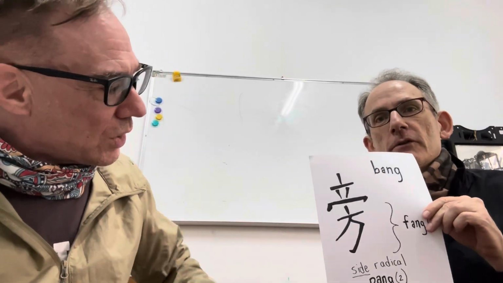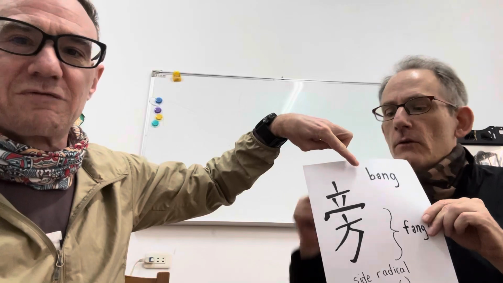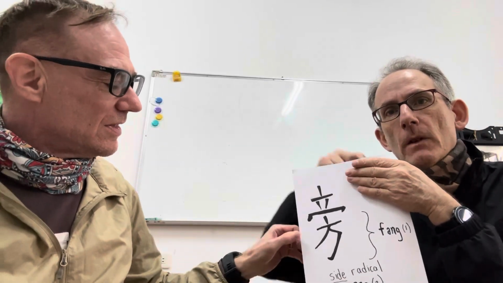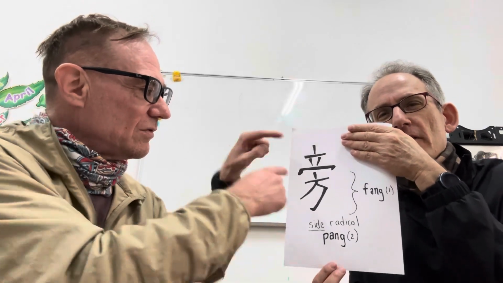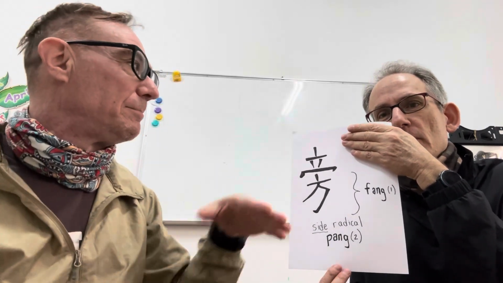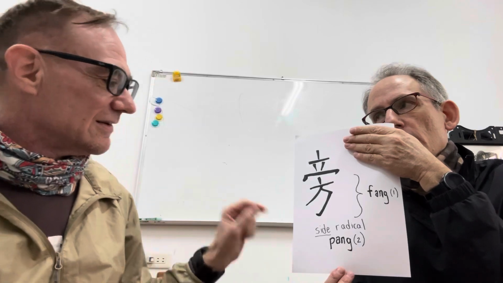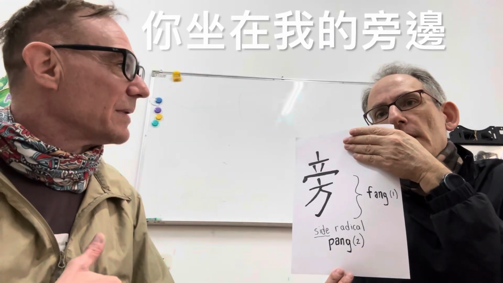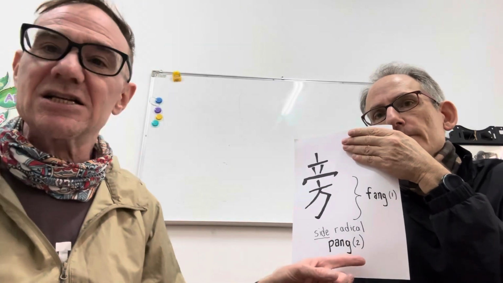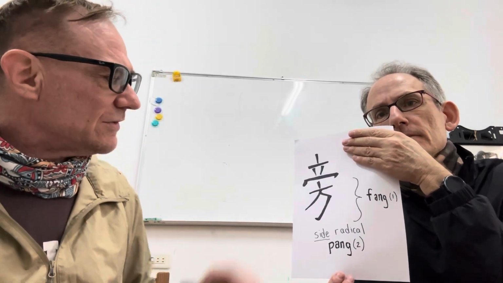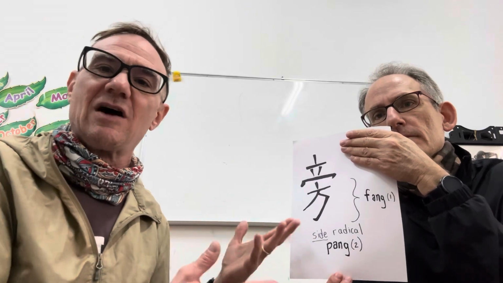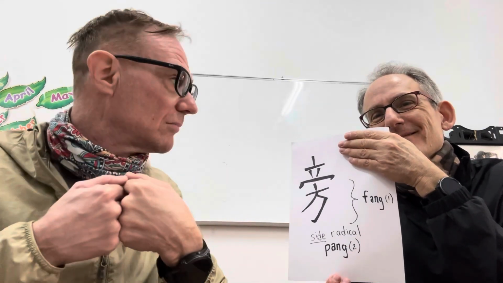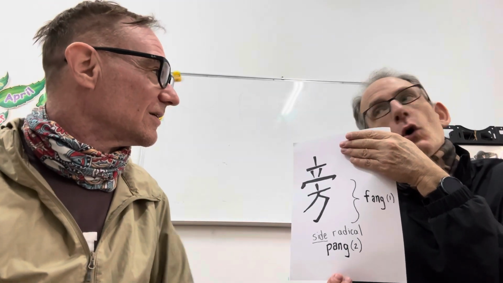Can you actually put your hand over this first? Cover the letters, because this by itself is not bang. It is pang, as in 旁边. 你坐在我的旁边. Yeah, next to me. It's second tone as you can see here. And this is the side radical. If it's by itself, it means next to, but it's a radical if it comes in combination with something else. So it changes the whole meaning.